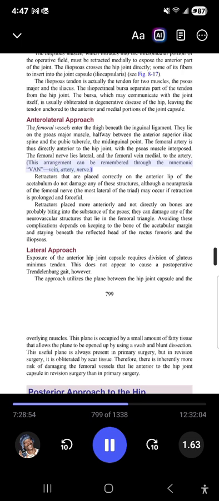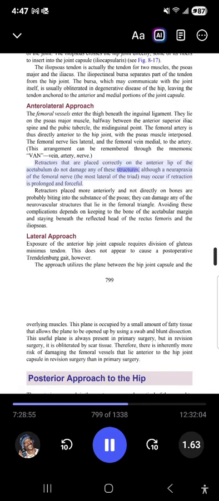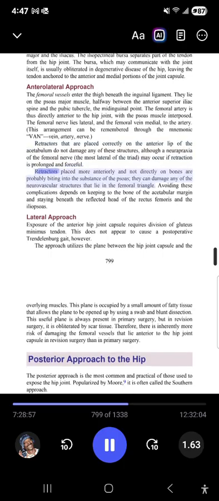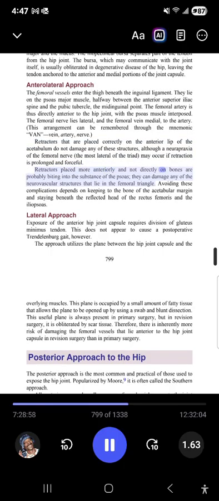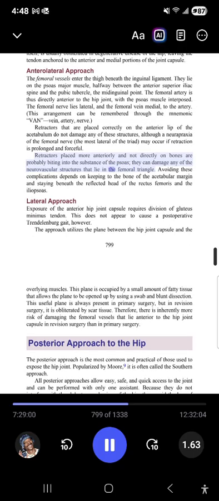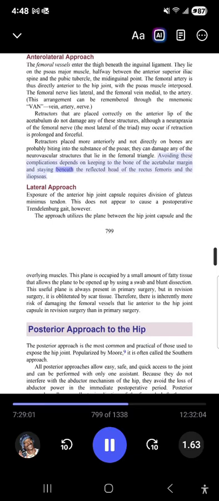Retractors that are placed correctly on the anterior lip of the acetabulum do not damage any of these structures, although a neuropraxia of the femoral nerve, the most lateral of the triad, may occur if retraction is prolonged and forceful. Retractors placed more anteriorly and not directly on bone are probably biting into the substance of the psoas. They can damage any of the neurovascular structures that lie in the femoral triangle. Avoiding these complications depends on keeping to the bone of the acetabular margin and staying beneath the reflected head of the rectus femoris and the iliopsoas.